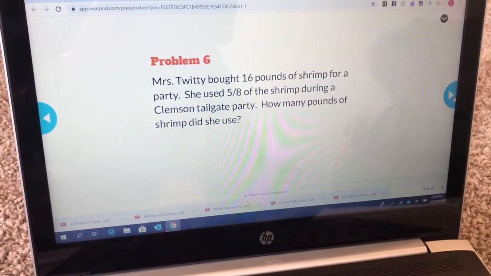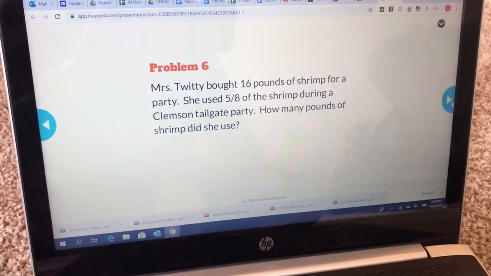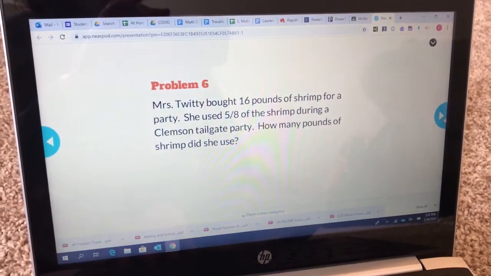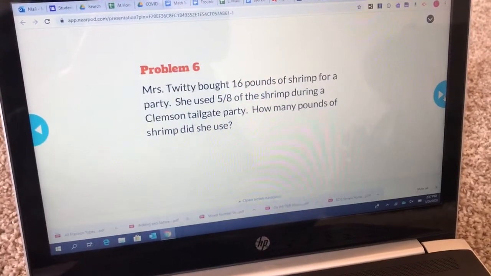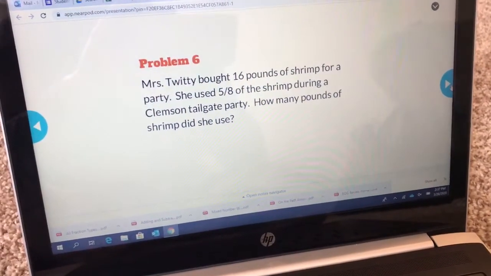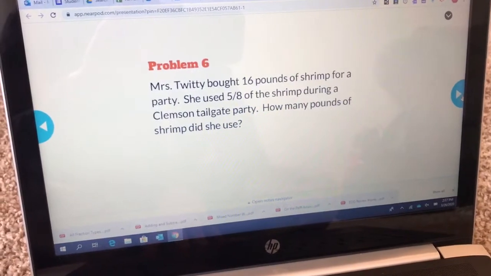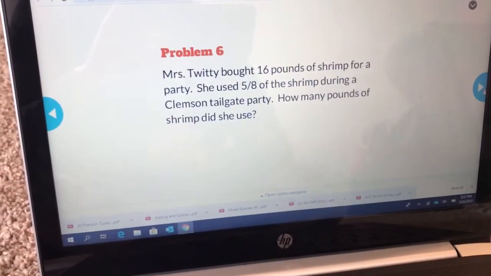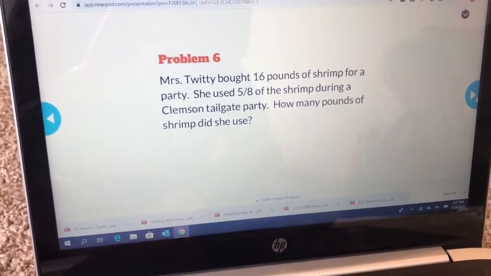She used 5/8 of the shrimp during a Clemson tailgate party. How many pounds of shrimp did she use? Now, it's important to note here that this is a different type of problem than the last one. The last one was a repeated addition multiplication problem because they are running the same amount over and over and over again. Here, that's not the case.